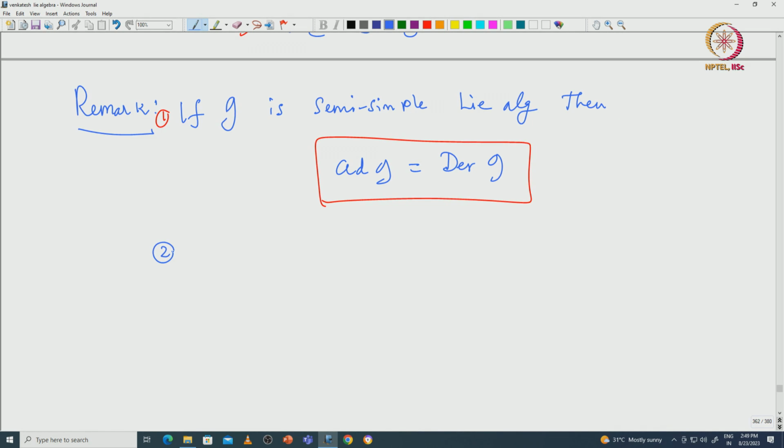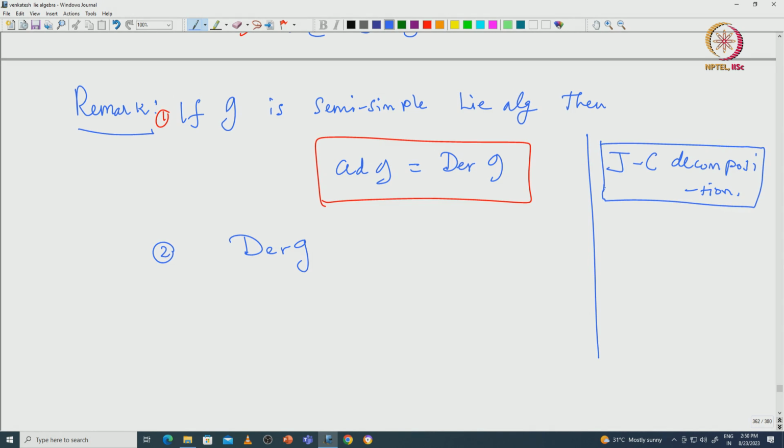And the second thing, which maybe I will prove in the next class: this derivation of g will actually contain all its components. So, one can talk about what is called the Jordan-Chevalley decomposition, okay, which we will denote by JC decomposition. For this, you should refer to the lecture that is about Jordan-Chevalley decomposition. Okay. So, which is proved, you can refer to that lecture.